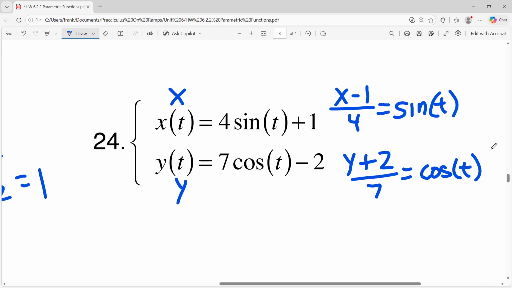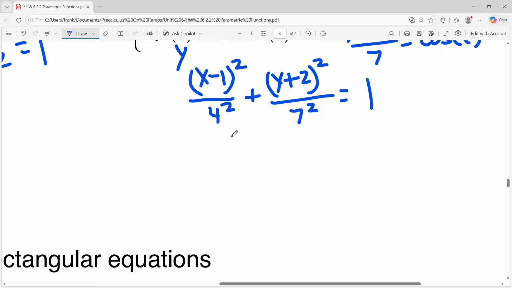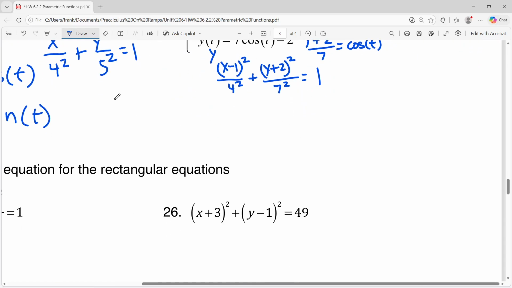But anyway, these, I don't have to worry about which one is which, because they tell me. All right, so I've got x minus 1 over 4 equals sine, and then y plus 2 over 7 equals cosine. I square them. X minus 1 squared over 4 squared, I just squared everything, plus y plus 2 squared over 7 squared equals 1. Sine squared plus cosine squared equals 1. And that's an ellipse with center at 1, negative 2, and it is a vertical ellipse. All right, that is 24.